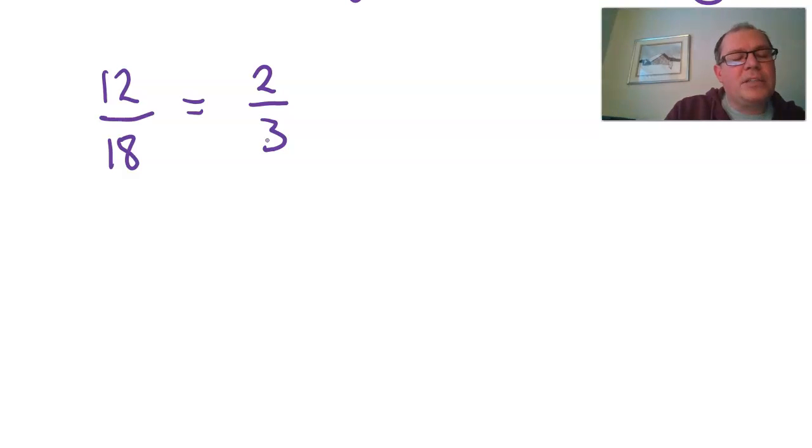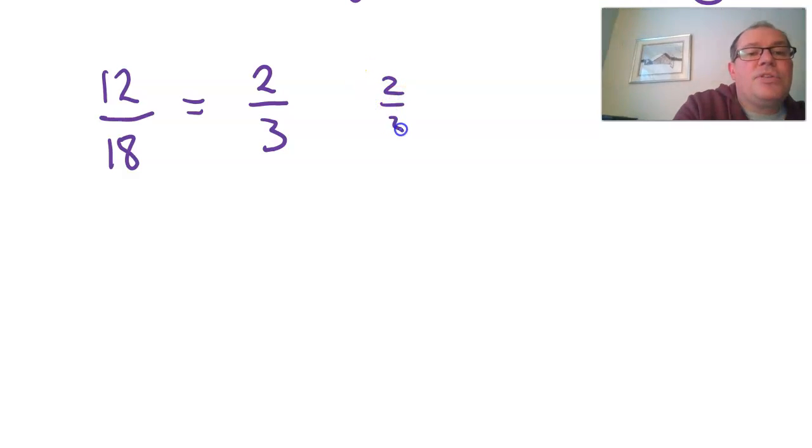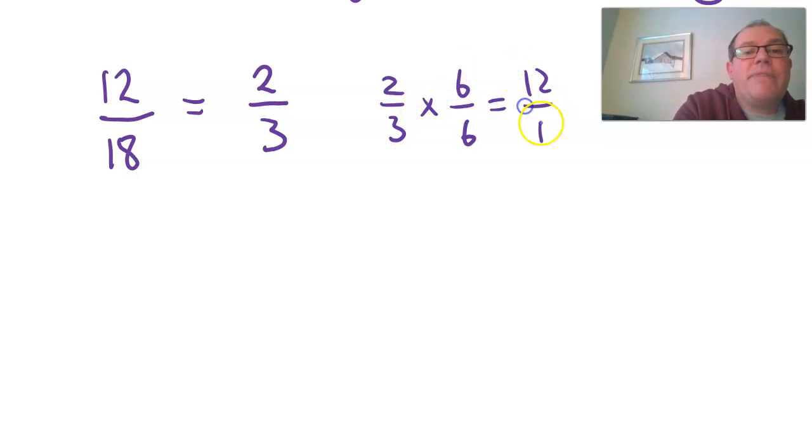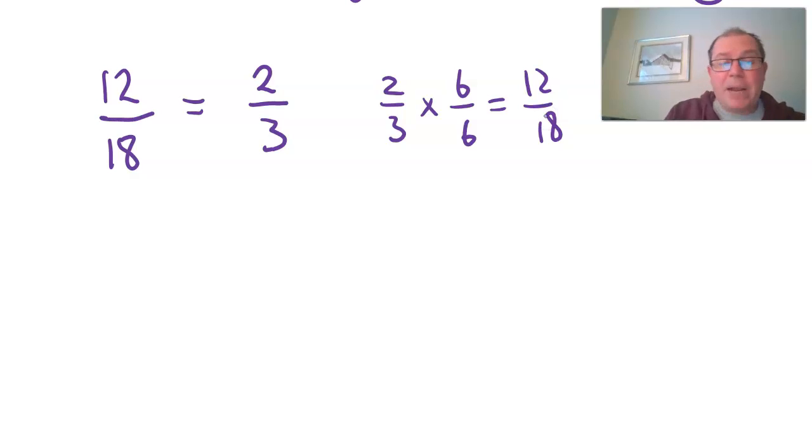So I'm hoping you got the answer 2/3. We know it's correct because if we take 2/3 and multiply it by 6/6, we get the 12/18. We're just going backwards.